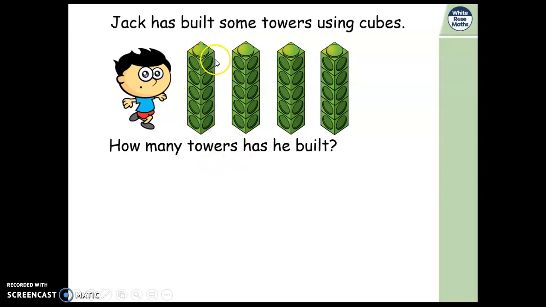How many towers has he built? So let's count them. 1, 2, 3, 4. They're all the same size, so they're equal. So in each tower we can say is a group. So we've got 4 groups.